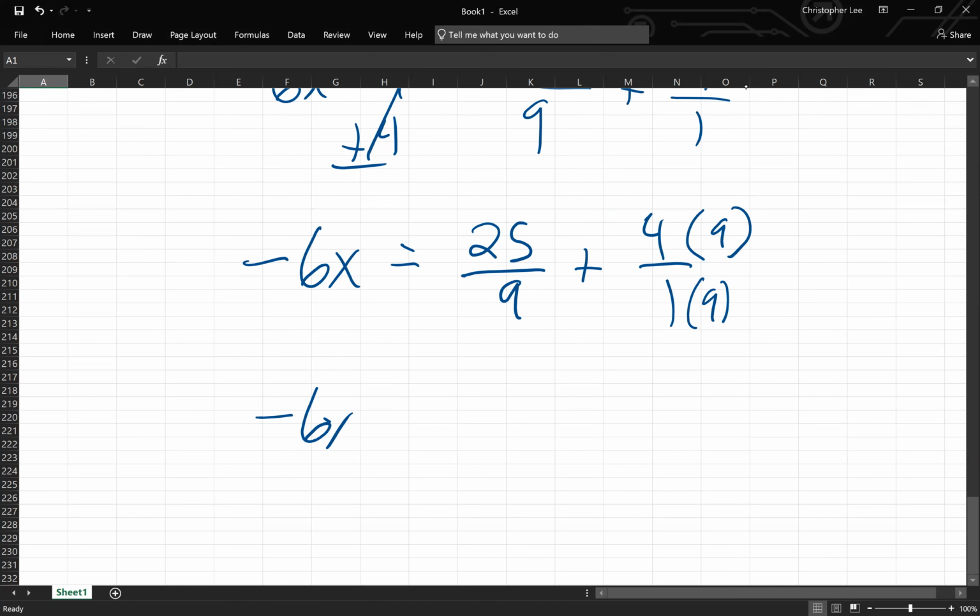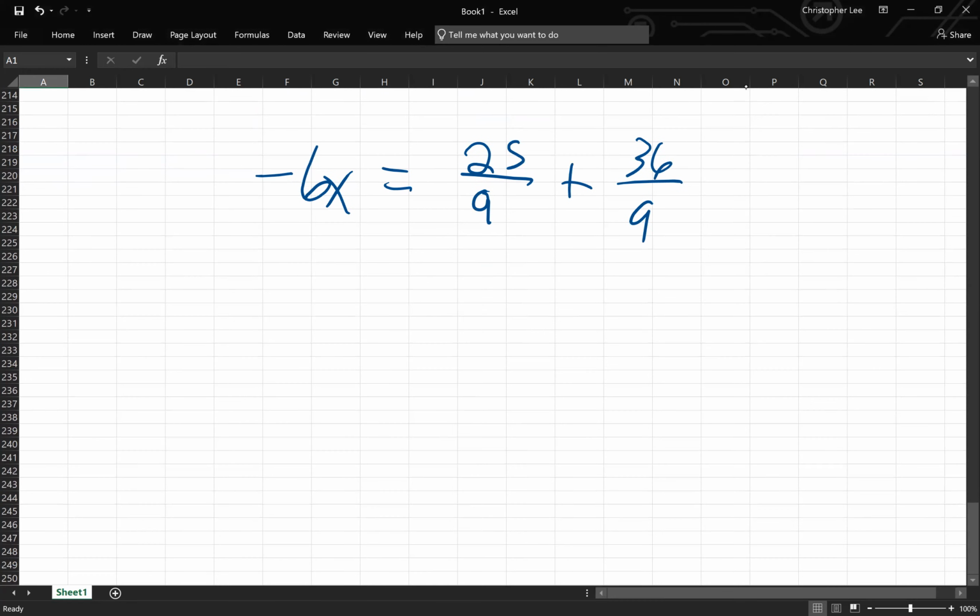So negative 6x is equal to 25 over 9 plus, what's 4 times 9? 36, right? Over 9. And then 25 plus 36, what do you say that is? 61, okay. Yeah, 61. So negative 6x is equal to 61 over 9.